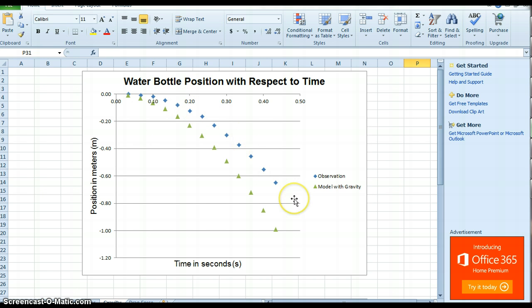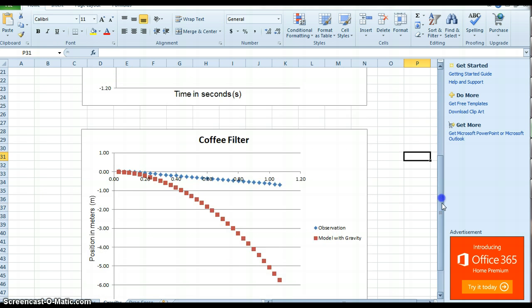It comes to some kind of constant slope, and the same thing happens with the coffee filter. The data comes to some constant slope, but the model with only gravity acting on it is a curve, and the slope of the line is representative of the velocity.